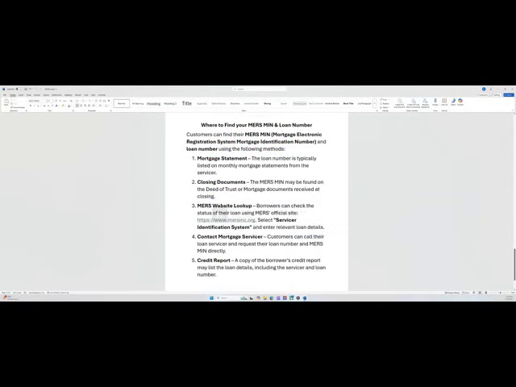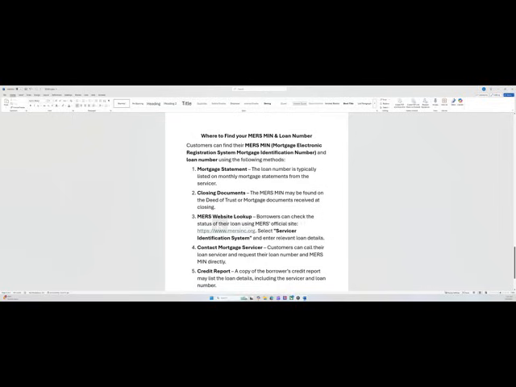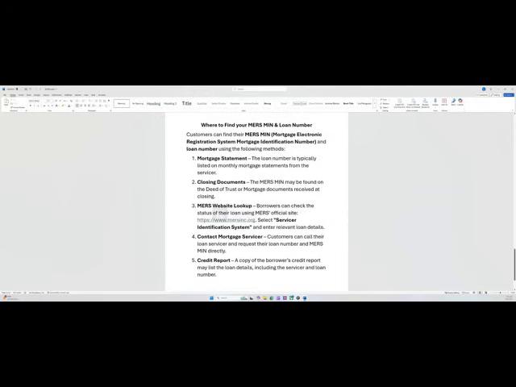Just as I told you guys, at the end of the template is where to find your MERS or your MIN or your loan number. Customers can find their MERS MIN number, which is the Mortgage Electronic Registration System or mortgage identification number, and loan number using the following methods. One, look at your mortgage statement. The loan number is typically listed on monthly mortgage statements from the servicer. Number two, look at your closing documents from when you closed on your mortgage. The MERS MIN may be found on the deed of trust or mortgage documents received at closing.